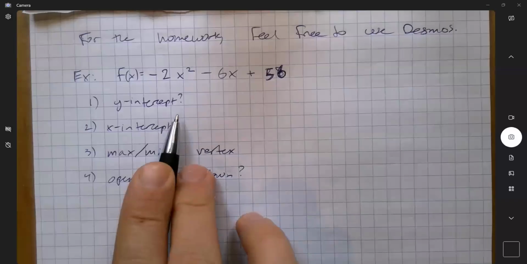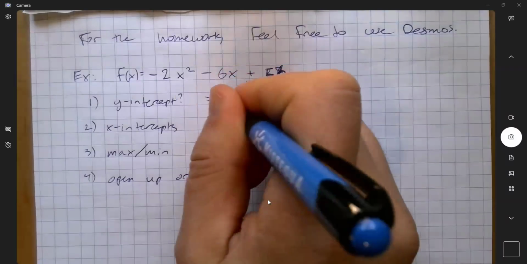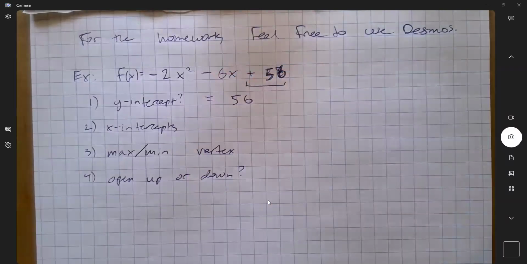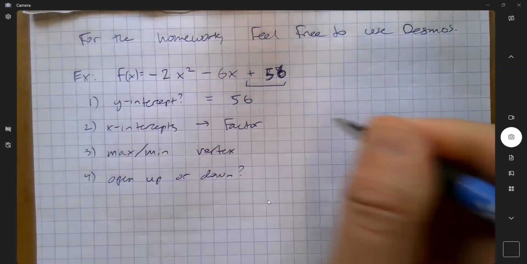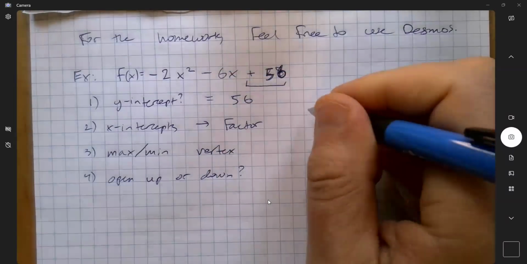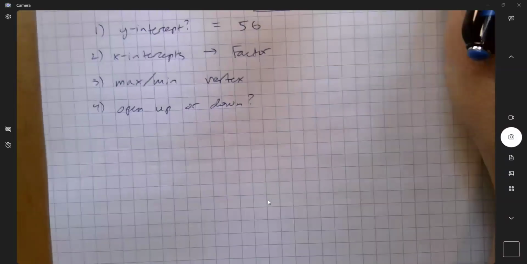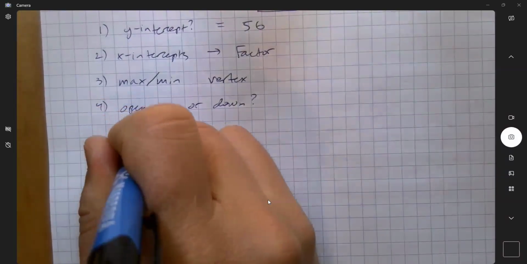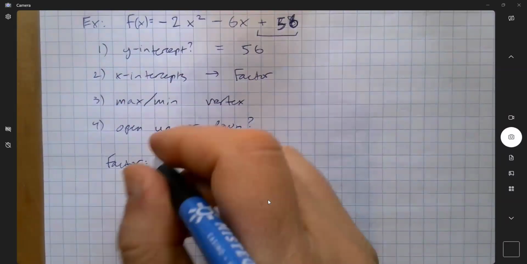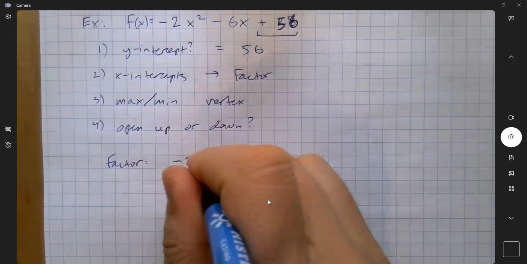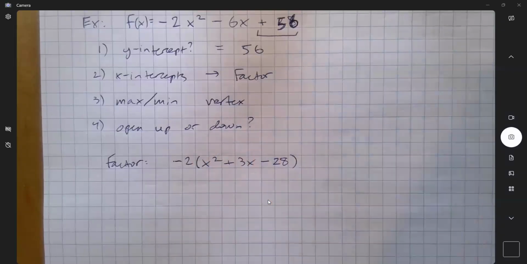The y-intercept is super easy. It's just that number right there, 56. The x-intercepts require factoring if I'm going to factor by hand. And so let's do that. First thing I'm going to do is factor out the -2 from each piece. -2 times x² plus 3x minus 28.